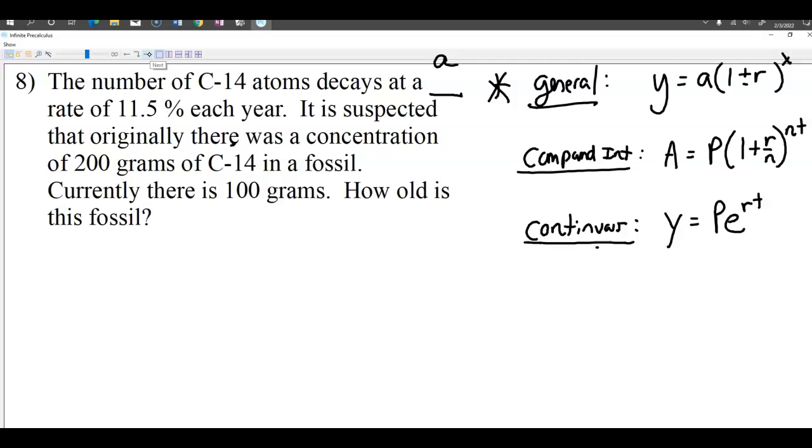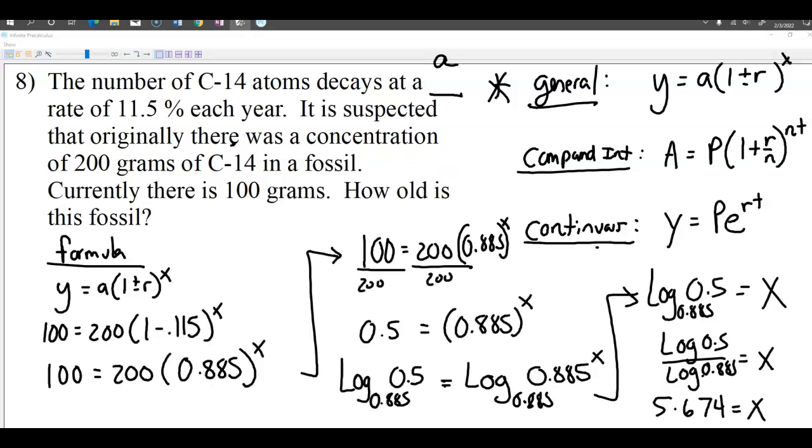All right, so go ahead and pause the video here and try out this problem. When you unpause it, you will see the solution. All right, so step 1, it's a general formula. It's not a compound interest formula or a continuous growth problem. Our final amount is 100. Starting amount is 200. We are decreasing by 11.5%, or in other words, 0.115. And then simplifying it, we get this.